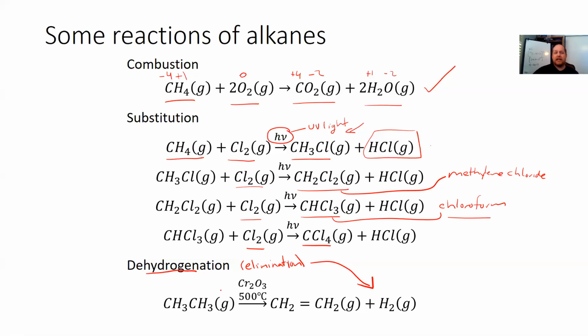So by reacting something like ethane with a catalyst, right, at a high temperature, you're going to form a double bond, right? In fact, in this case, you're going to form an alkene, okay? Which in this case, the alkene is ethylene. Okay? And that alkene is the result of the elimination of hydrogen gas, okay?